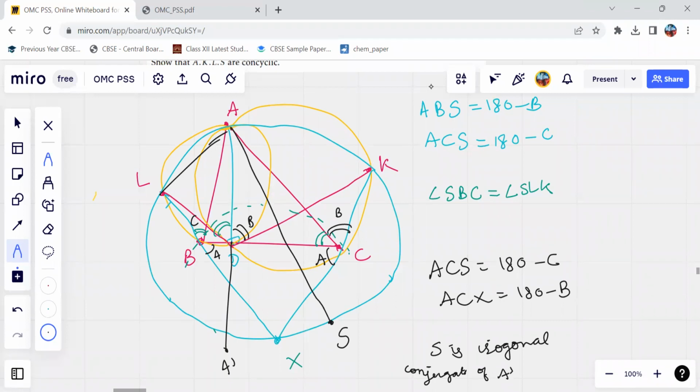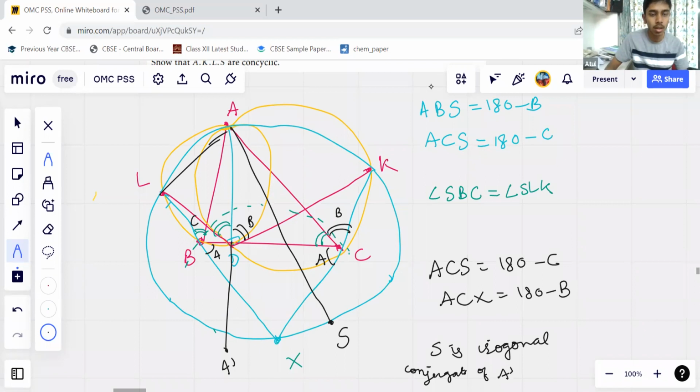So how is this the isogonal conjugate of that? Sorry? AB dash is like 2C, right? Sorry, 2B. AB A dash is 2B. So if S is the isogonal conjugate, then ACS should be 2B. But ACS is 180 minus C. Is that how isogonal conjugate works? No, it should be like AB A dash equals SAB or something. And in this case, it doesn't.